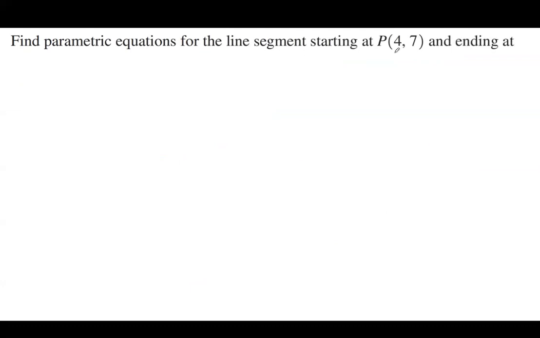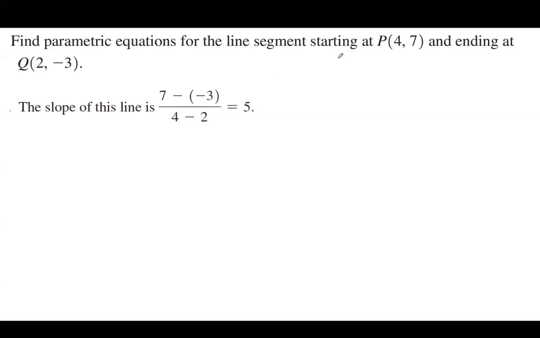Perfect. The question says, find parametric equations for the line segment starting at the point (4, 7) and ending at the point (2, -3). So you have the starting point and the terminal point. As you remember, the slope of the line is the difference between y values, 7 minus -3, divided by the difference in x values, which is 4 minus 2. Make sure to follow the order. So the slope of the line is 5.